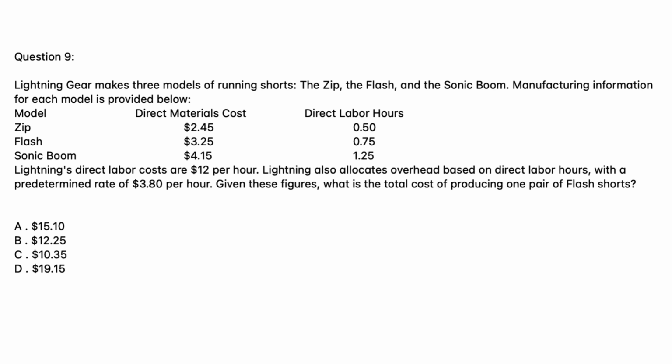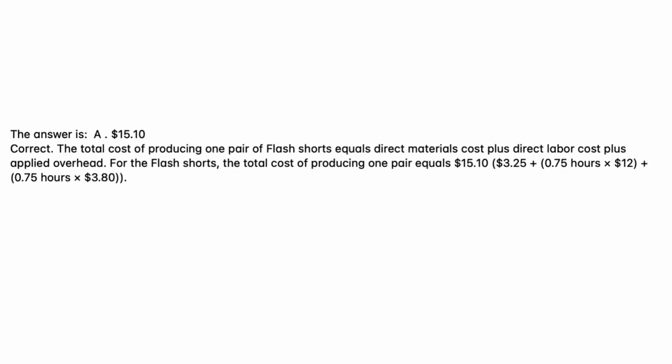A. $15.10. B. $12.25. C. $10.35. D. $19.15. The answer is A. $15.10. Correct. The total cost of producing one pair of flash shorts equals direct materials cost plus direct labor cost plus applied overhead. For the flash shorts, the total cost of producing one pair equals $15.10: $3.25 plus 0.75 hours times $12 plus 0.75 hours times $3.80.